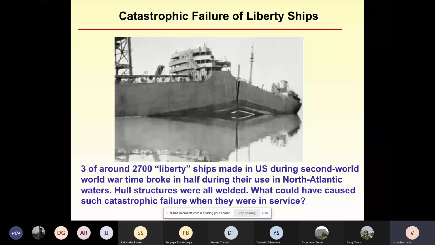Now the thing is, it never happened before. So why do you think this welded ship would break? And what do you think is the relevance of this North Atlantic water? Why so specific that the failure should happen in these waters?